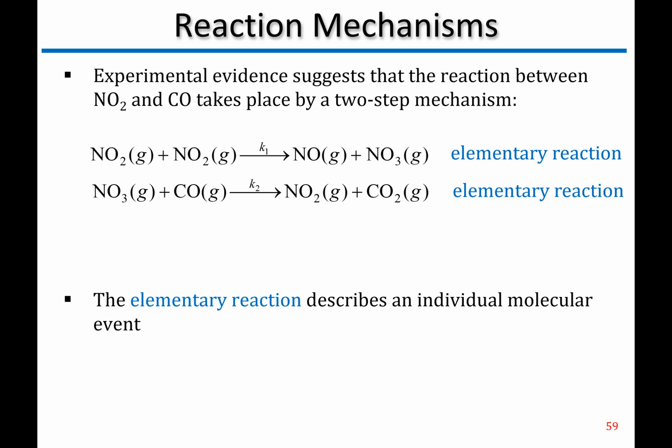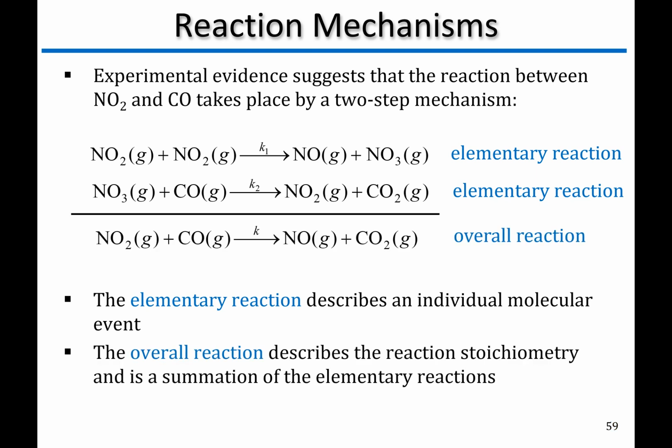Okay, so we have a second reaction. Now we have NO3 plus CO gives us NO2 and CO2. And if we total those up, we get the overall reaction. So the overall reaction describes the reaction stoichiometry, and it is a summation of the elementary steps. Okay, so if I was to total these two steps, I would end up with my overall reaction.